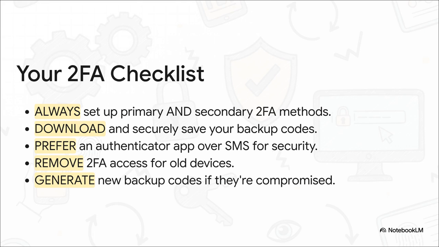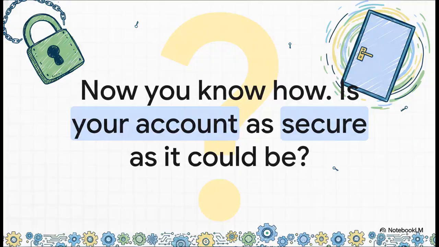3, if you can, pick an authenticator app over SMS. It's just stronger. 4, if you get a new phone, remember to remove your old one's access. And finally, if you think your codes might be compromised, just generate a new set. Easy. And there you have it.